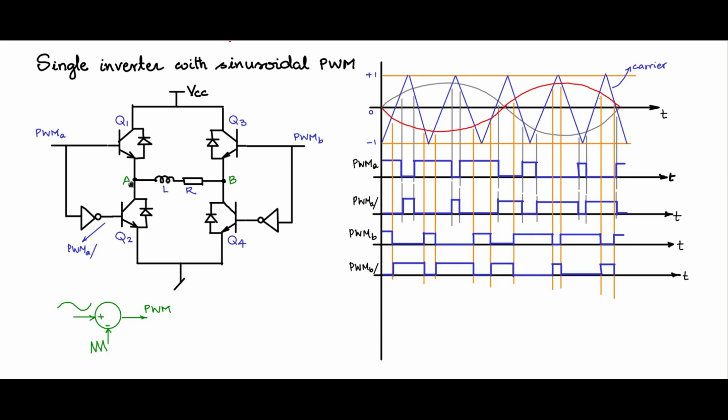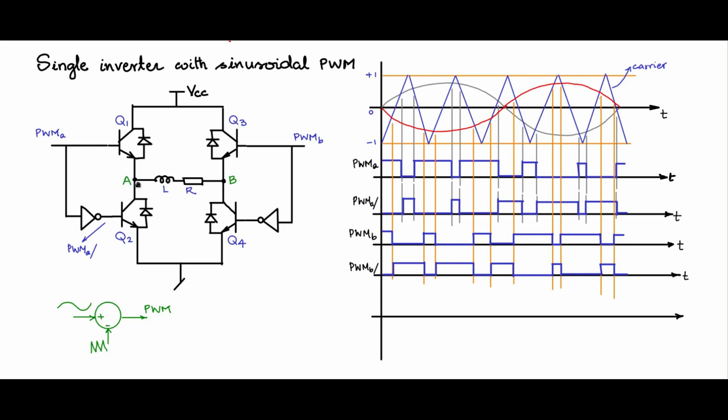Now, let us plot VAB. Let us plot VAB, and across that should be the pulse width modulated waveform. It should be the sinusoidal pulse width modulated waveform, because it should contain within it the fundamental sinusoid, which we should be able to extract by filtering. So how does that waveform look?